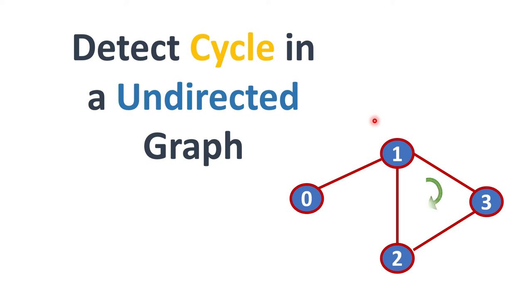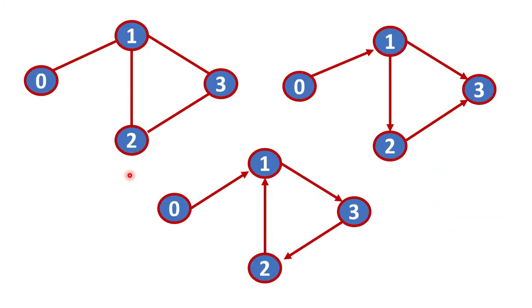So today we will see how to detect a cycle in an undirected graph. Finding a cycle in a graph is very important and it is used in various problems. Now we will see how to detect a cycle in an undirected graph. Now the question is, how do we detect a cycle for an undirected graph? Is it different from a directed graph?